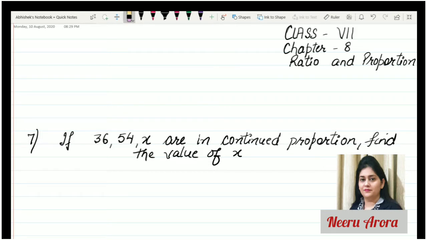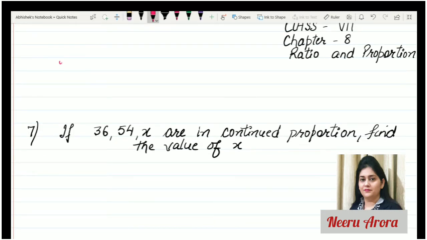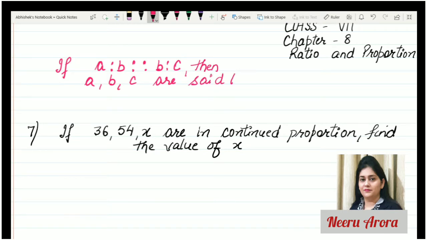Let's discuss continued proportion. If A ratio B, A is to B, is proportional to B ratio C, then A, B, C are said to be in continued proportion. Continued proportion.